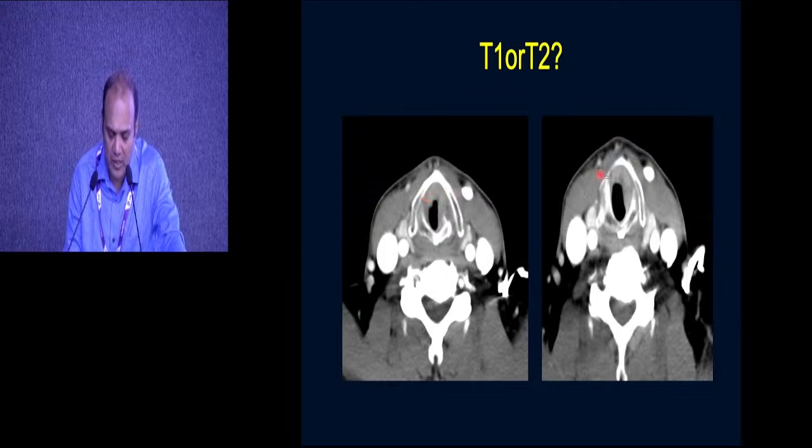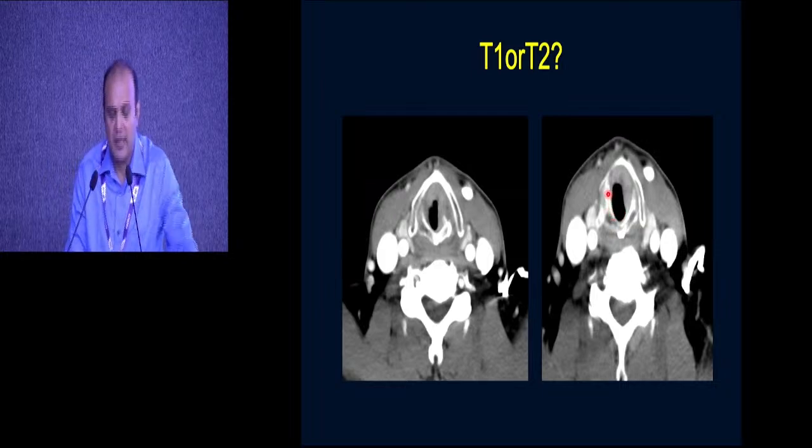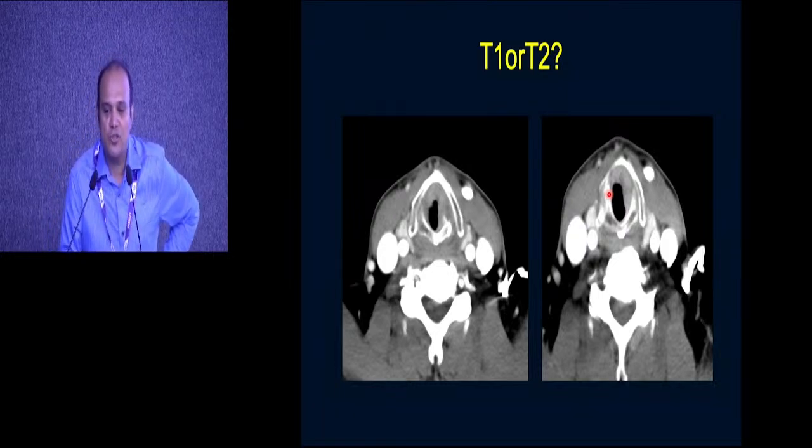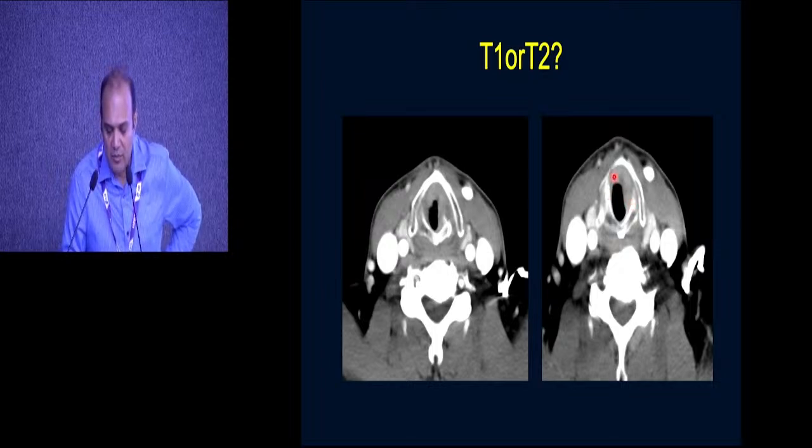But here you can see the lesion is extending down into subglottic extension, because usually you should not see any soft tissue in the cricoid cartilage. So if you see any soft tissue in the cricoid cartilage, you have to think that you are dealing with a lesion extending into subglottis. That's a minimal subglottic extension. So this becomes a T2 disease.